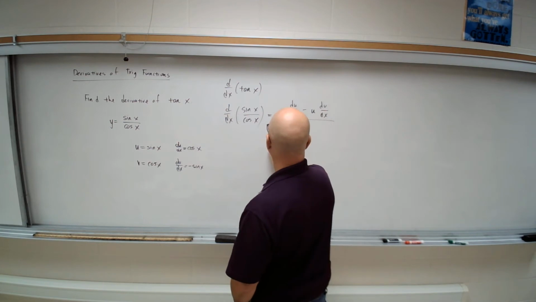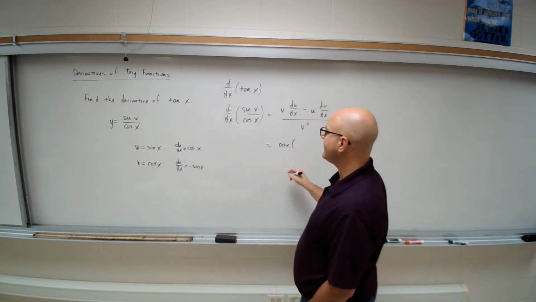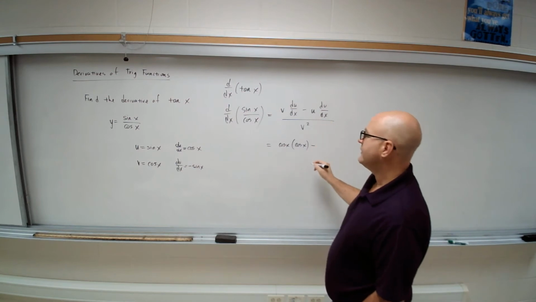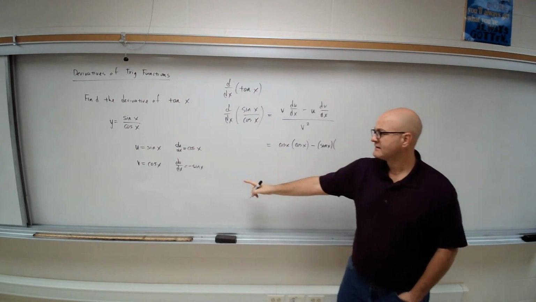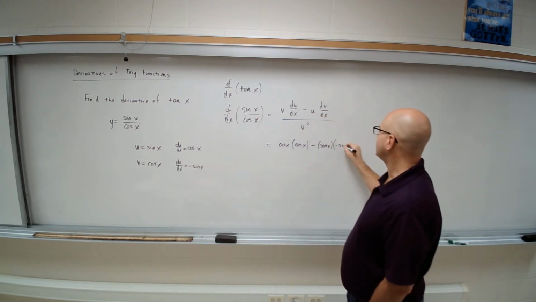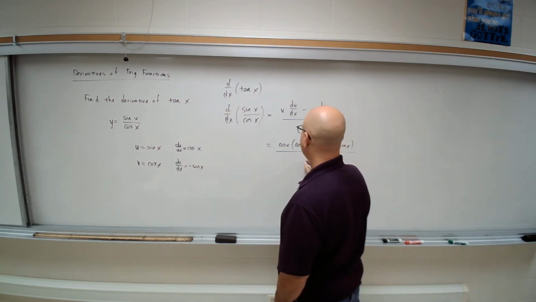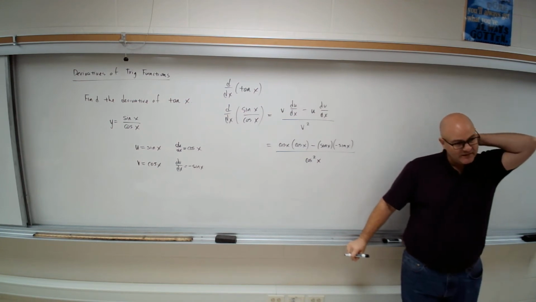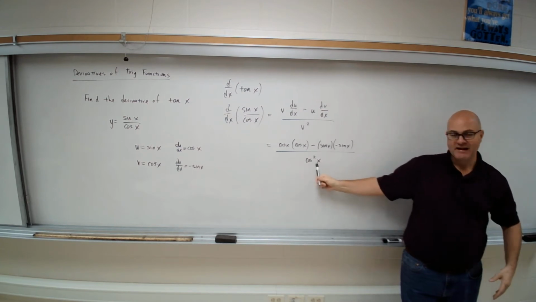So this will give us v is the cosine of x, du over dx is the cosine of x, minus u is the sine of x, and then dv over dx is negative sine of x, and then we get the denominator, which is cosine squared of x. So we take whatever v was, which was cosine, and we square it, so we get cosine squared x. You could put the whole cosine x in parentheses and square it on the outside, but this is how we're going to tend to write it.